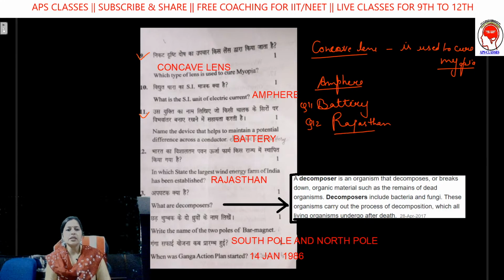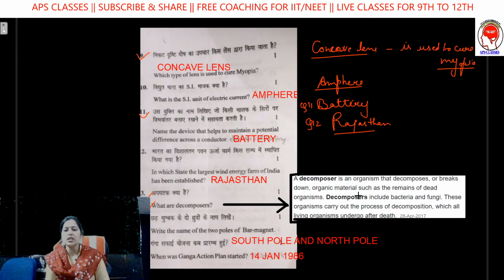Next is your question number 13, and your question number 13 is what are decomposers? So decomposer is an organism that decomposes or breaks down organic material such as the remains of the dead organism. It totally breaks down the organic material that is in the form of remains of the dead organisms.